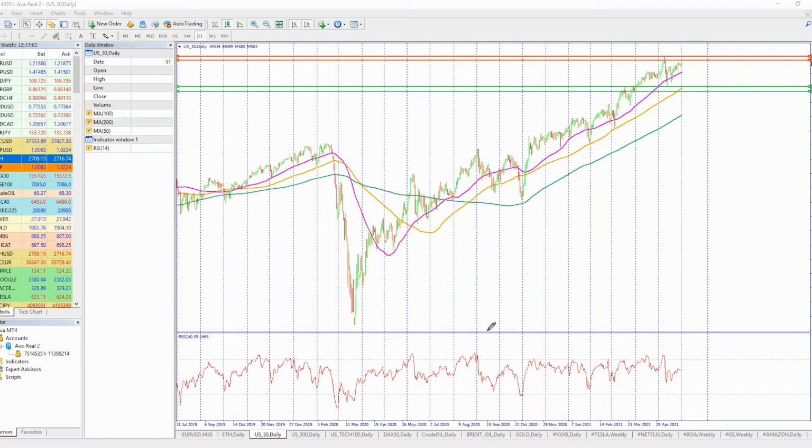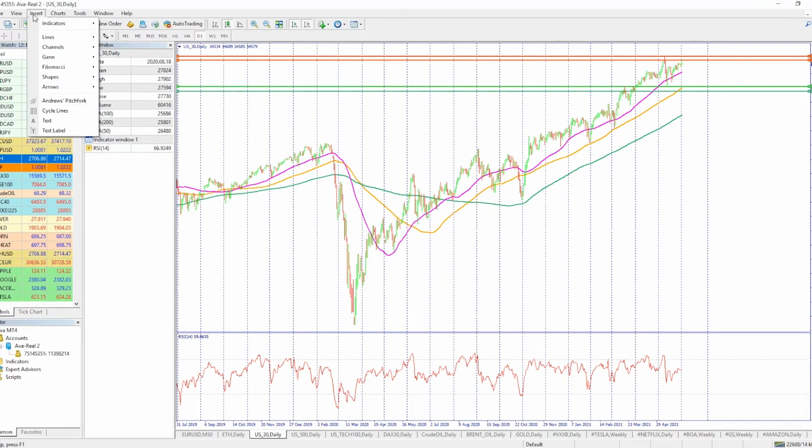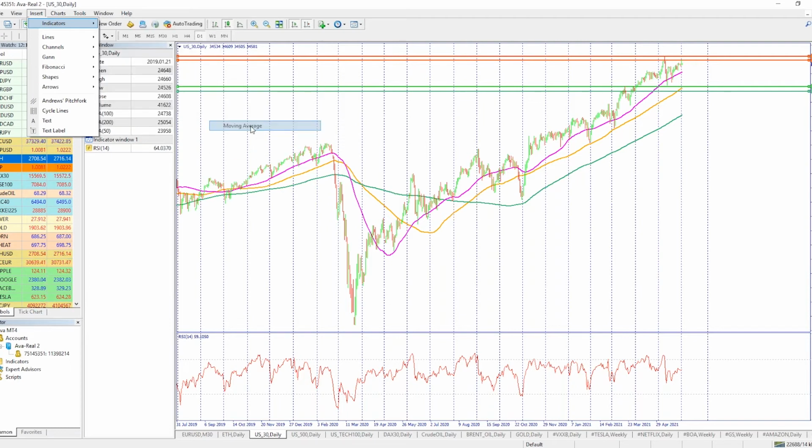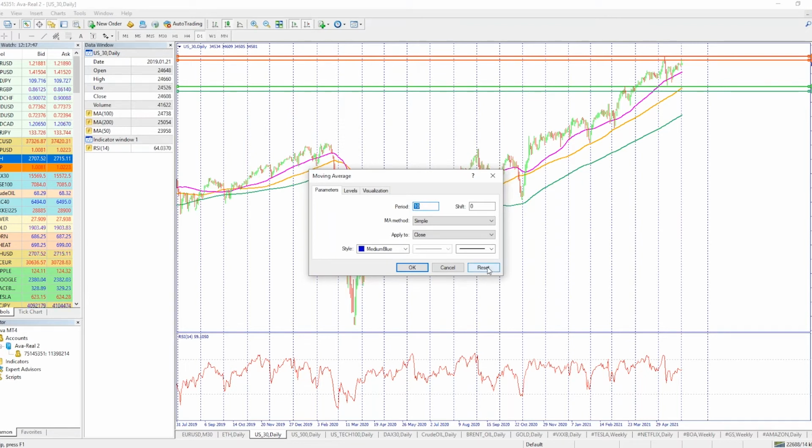In other words, what we need to pay attention to is where the market can really move on Friday. But before we do that, we need to define what these three lines over here are. These are your moving averages. First of all, this is your 50-day simple moving average in pink, followed by your 100-day simple moving average, and then finally your 200-day simple moving average. For those of you who don't know how to put these moving averages on the chart, you go to Insert, then Indicators, then Trend, and then click on Moving Average.